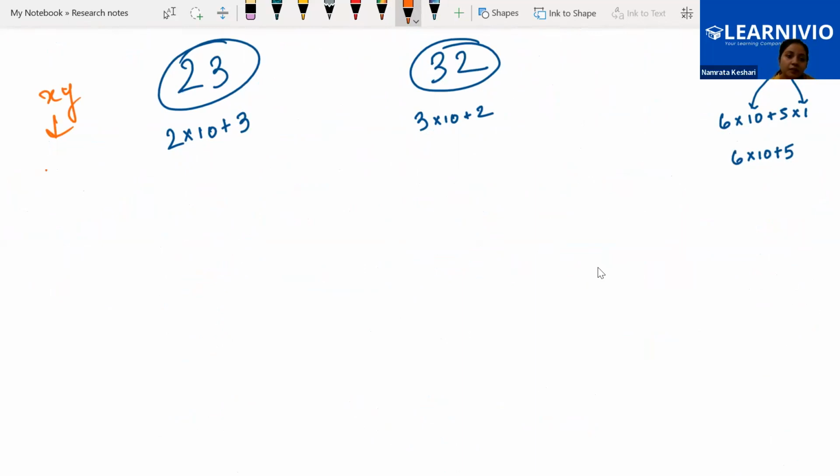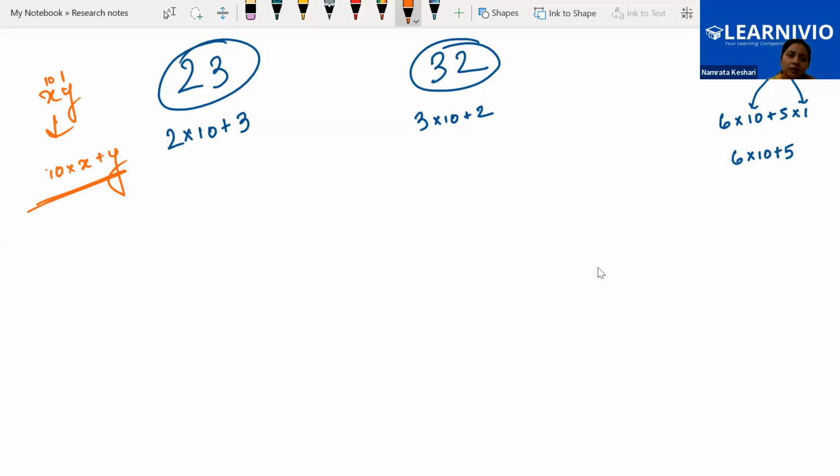9x into y. No, 9x. No, 9 into x plus y into 1. Why 9? This is 1's place, this is 10's place. So 10 into x, no? Why 9 into x?